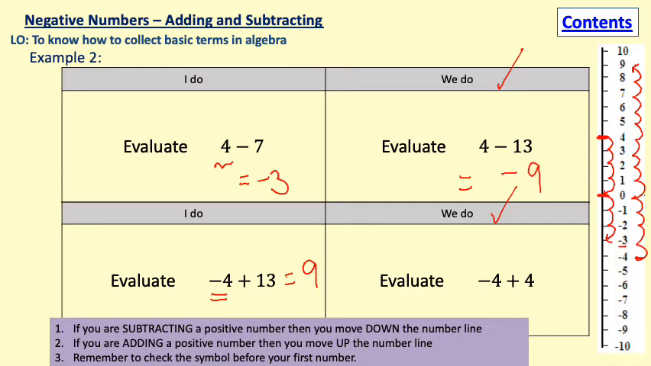And then for our last one, our start point is -4 and we're adding 4. So we know that if we're 4 below 0 and we add 4, 1, 2, 3, 4, we've looked at that before, we're going to get back to 0. Give yourselves the mark if you got that right.